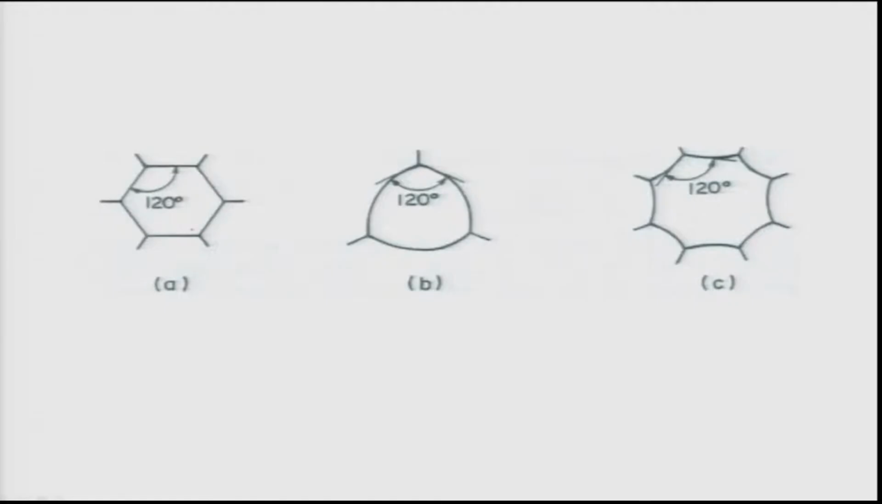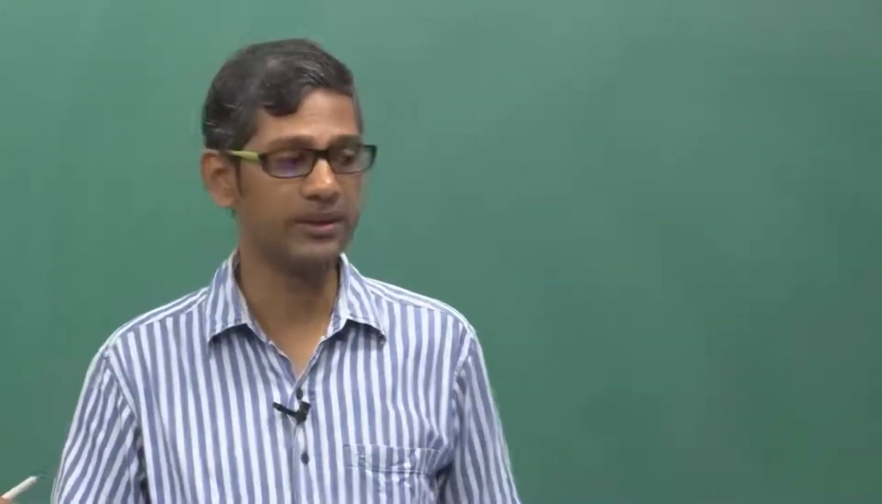What is the equilibrium angle when the three of them meet? Let me draw it properly. This angle must be 120 degrees. That is the equilibrium angle, and using Lami's theorem one can show that it is because the energies of these boundaries must be in equilibrium, and that is only possible when the angle is 120 degrees.